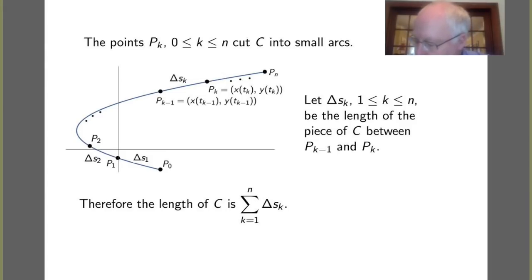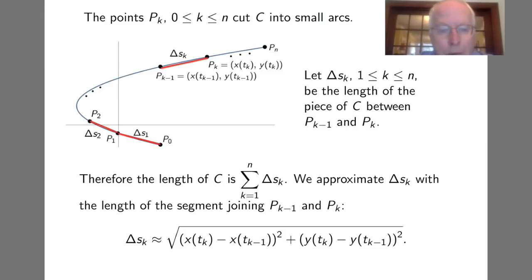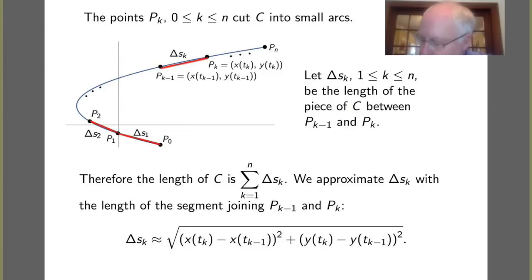And so from p0 to p1, this curve C has exactly length delta s1. Here's length delta s2, etc. And our generic example from p k minus 1 to p k has length delta s k. Now, we're going to approximate delta s k by drawing the straight line segment joining p k minus 1 and p k and finding the length of that straight line segment. So in this picture, we've now just drawn these red segments. So we're approximating the graph by a bunch of straight lines.